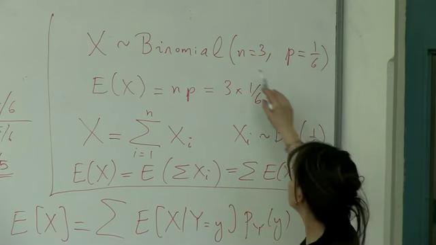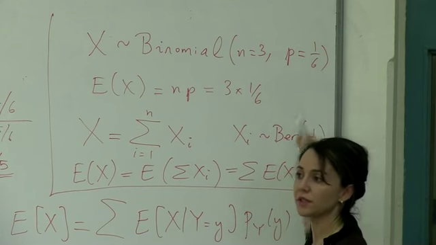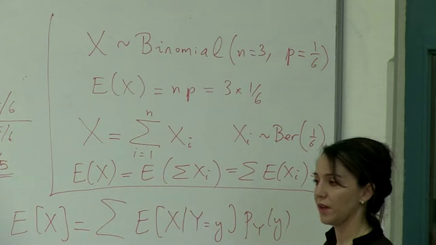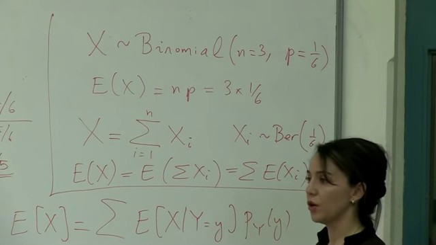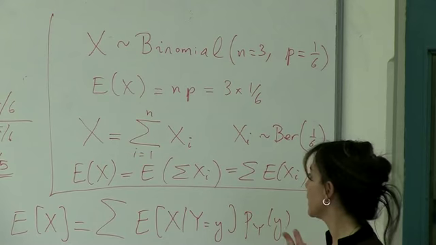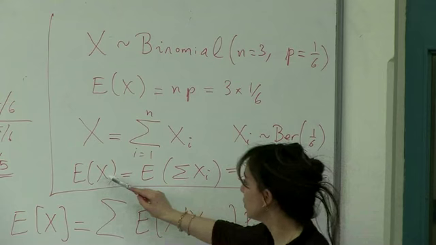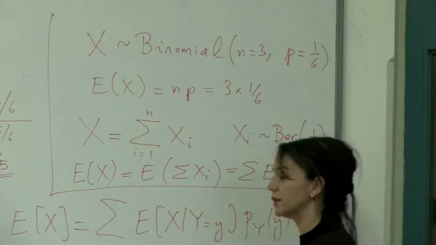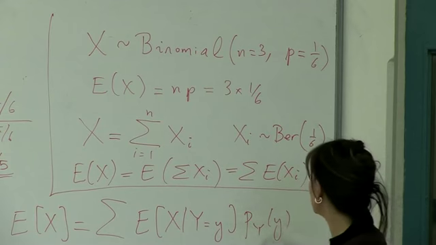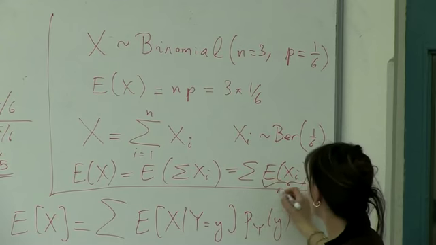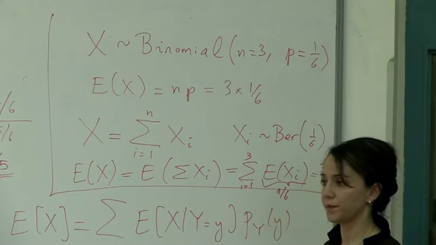I have n trials, n is 3. The probability of success is 1 over 6 in each trial. I can think of this as the sum of 3 Bernoulli random variables. Expectation of the sum is sum of the expectations, but the expectations of the Bernoulli random variables are all equal to 1 over 6, and there are 3 of those.